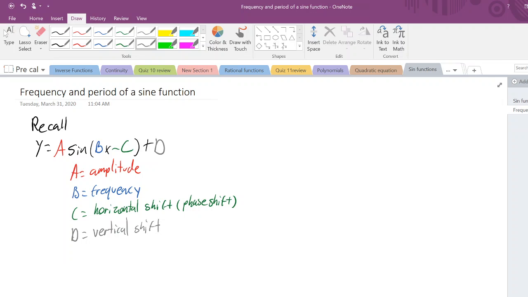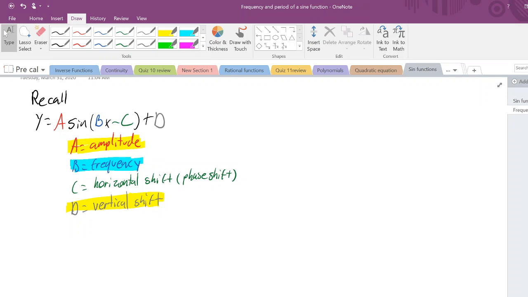So yesterday I only focused on amplitude and on the vertical shift. Today's lesson is only going to be based on frequency and the period. So frequency and period go hand in hand. So I'm going to tell you how we're going to do that. So first off, let's do the vocabulary.